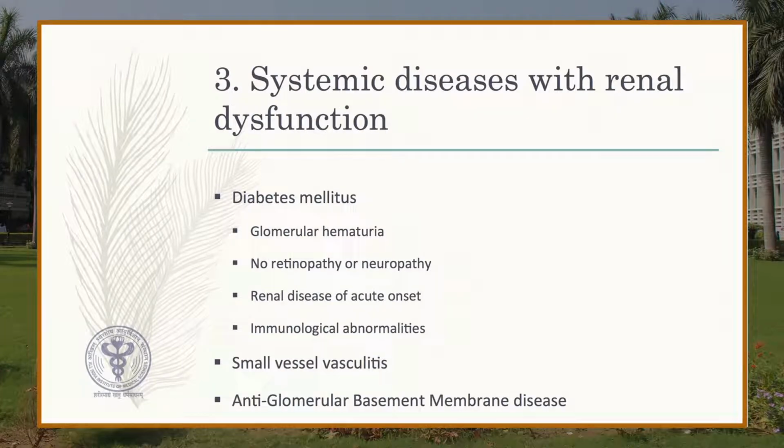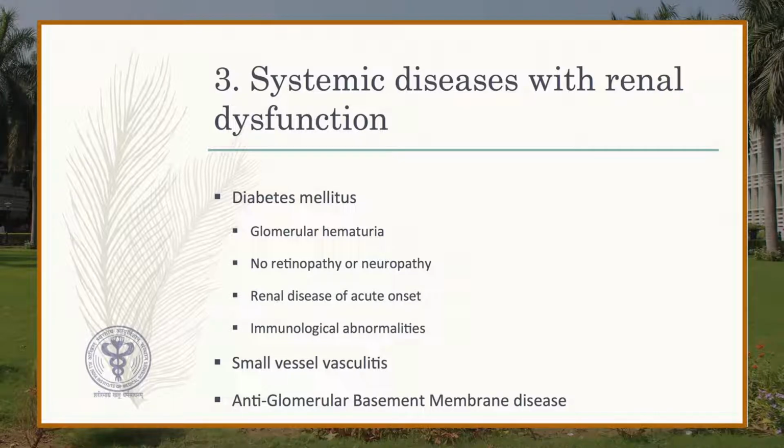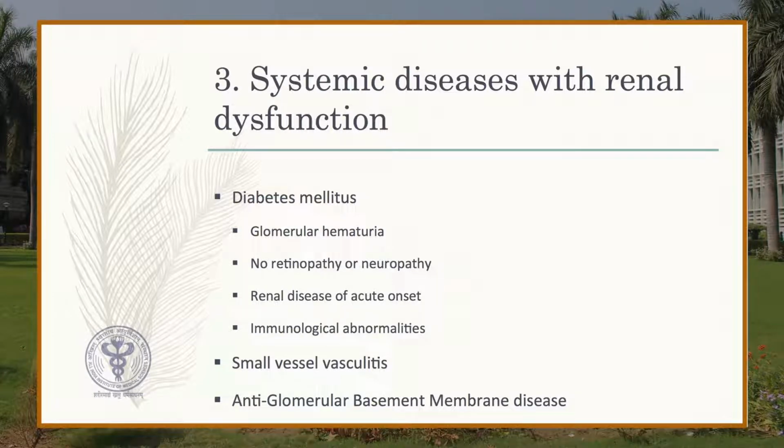Systemic diseases with renal dysfunction. Usually, diabetic nephropathy does not warrant a renal biopsy. However, if a diabetic patient presents with glomerular hematuria or with no retinopathy or neuropathy at the time of presentation, or any renal disease of acute onset with diagnostic dilemma, or with associated immunological abnormalities, renal biopsy might be performed. Other diseases like small vessel vasculitis and antiglomerular basement membrane disease might require a renal biopsy for diagnosis.